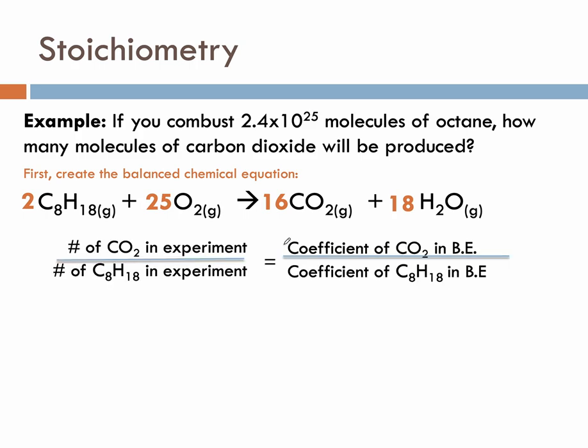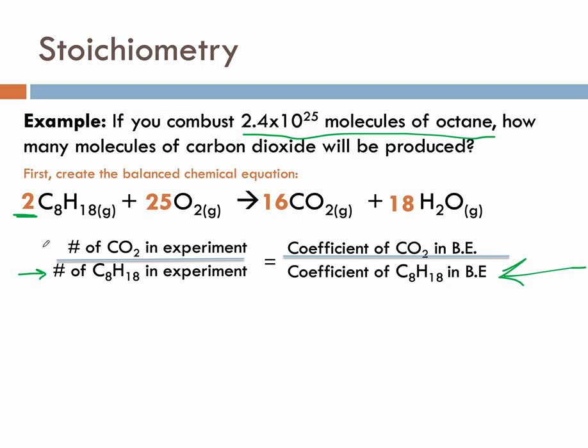The next move we want to do is to write down this fraction. Now, if I look through the problem, the thing I know something about is octane. So that's going to be the thing that goes on the bottom of both fractions. Super important that you put the same thing in the denominator on both fractions here. On the left fraction, we're going to put the real number of octane molecules from the experiment, which is the 2.4 times 10 to the 25 molecules. On the bottom of the fraction on the right, we're going to put the coefficient in front of octane. So that would be the coefficient in your balanced equation, which is 2.